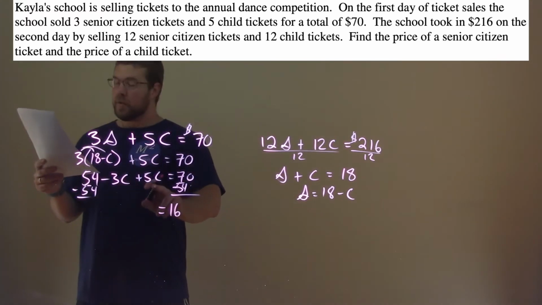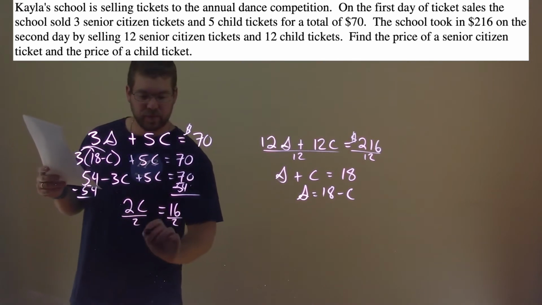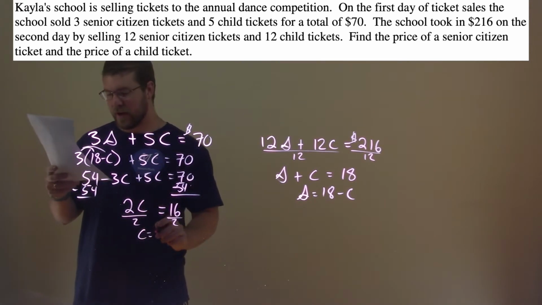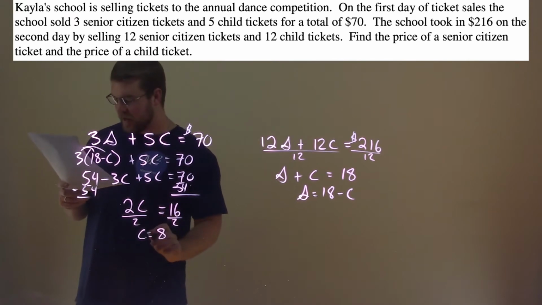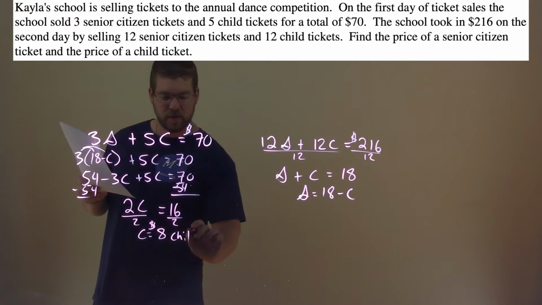Negative 3c plus 5c is 2c. Divide both sides by 2. And c equals 16 divided by 2, which is 8. And 8 is the price of a child. $8 is the price of a child ticket.